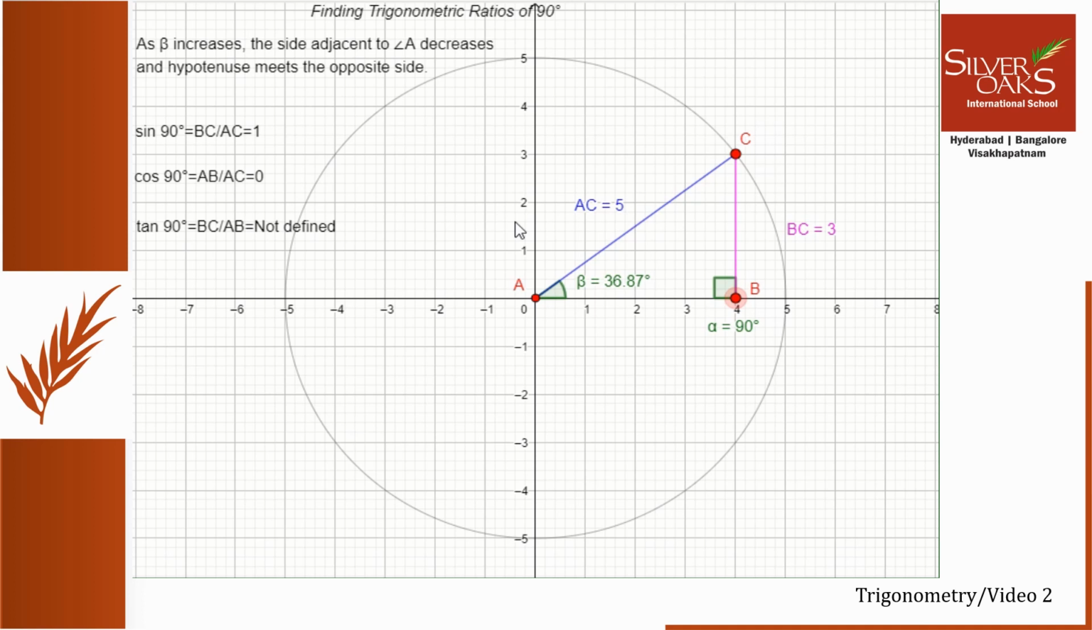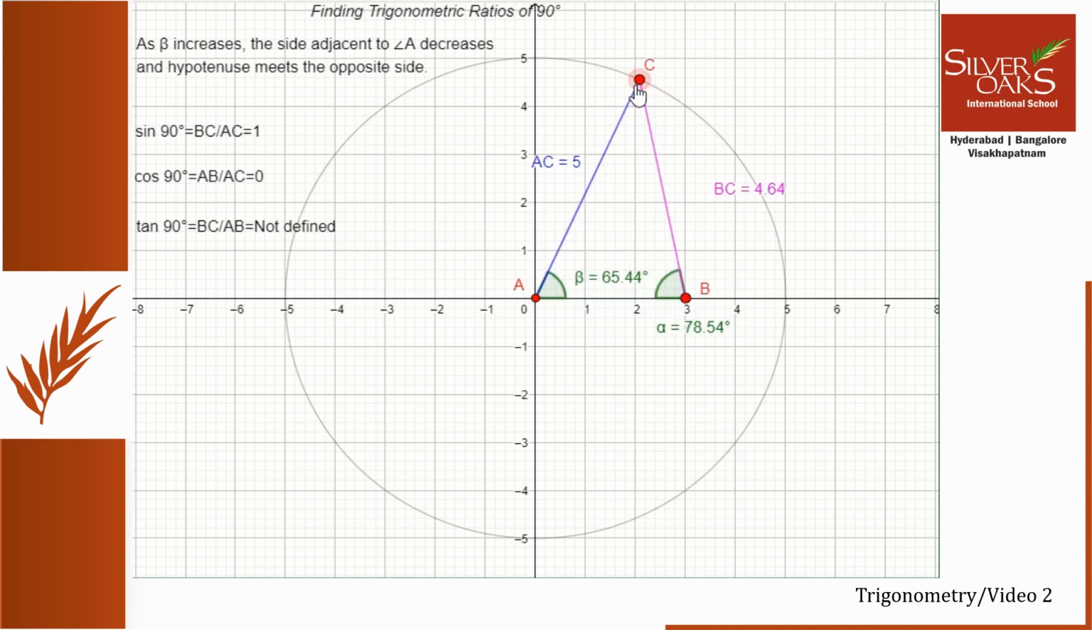Let us find the trigonometric ratios for 90 degrees. So in this, let us see if we make angle A larger and larger in this triangle ABC till it becomes 90 degrees. Let us see what happens. See, now the angle is increasing, maintaining angle B as 90 degrees.